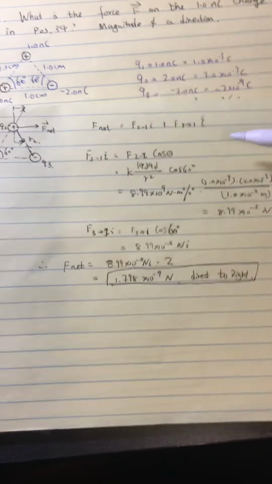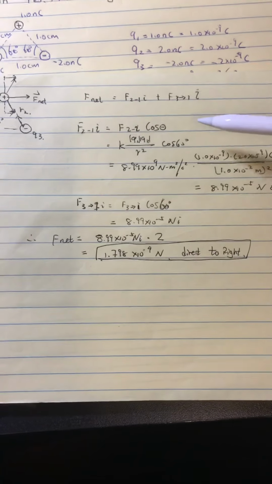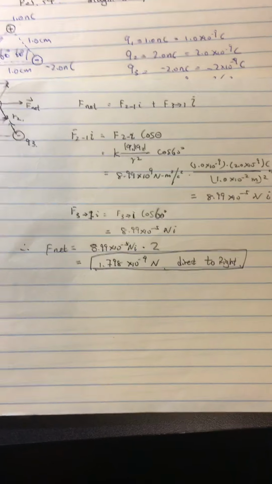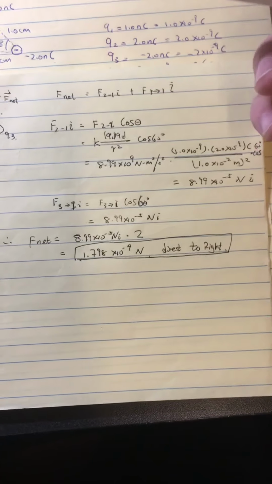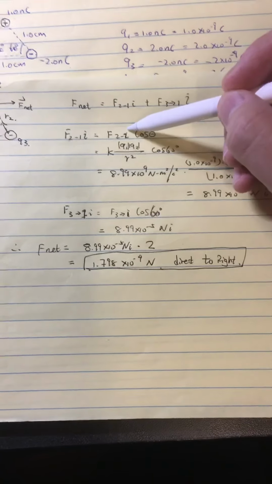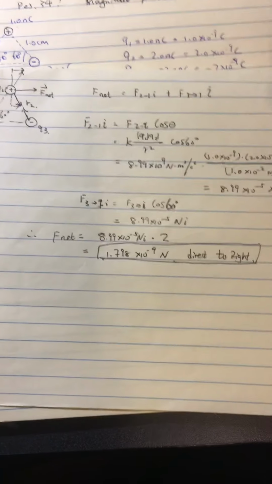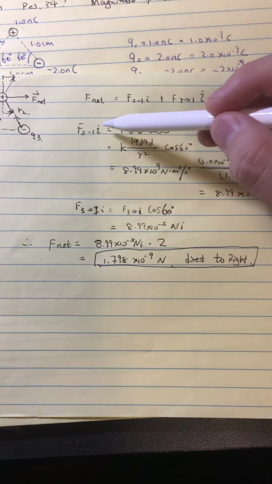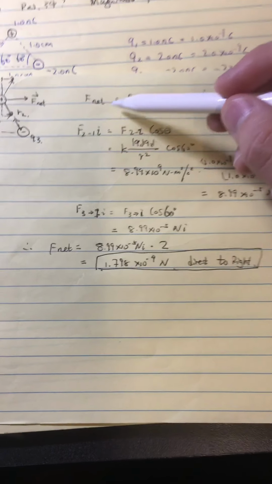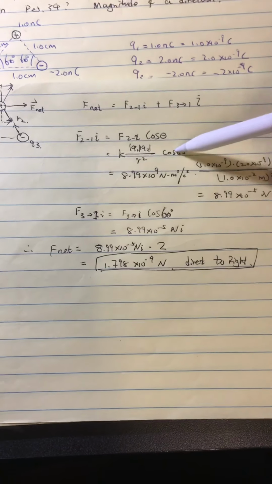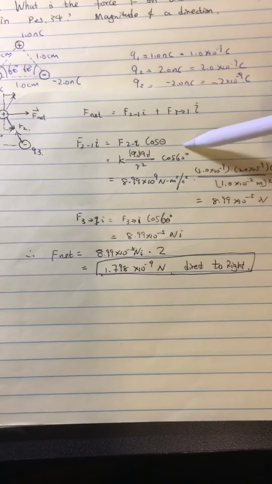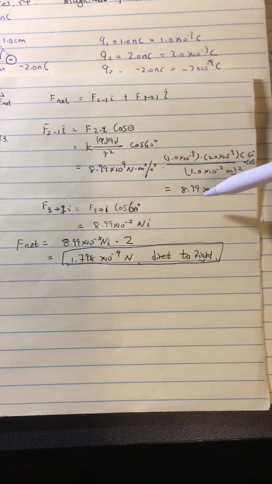So back here, I wrote everything already. How do we find the net force x component, which is what I wrote here? We need to know the force F2 onto 1 first, times its angle, which is cosine 60.